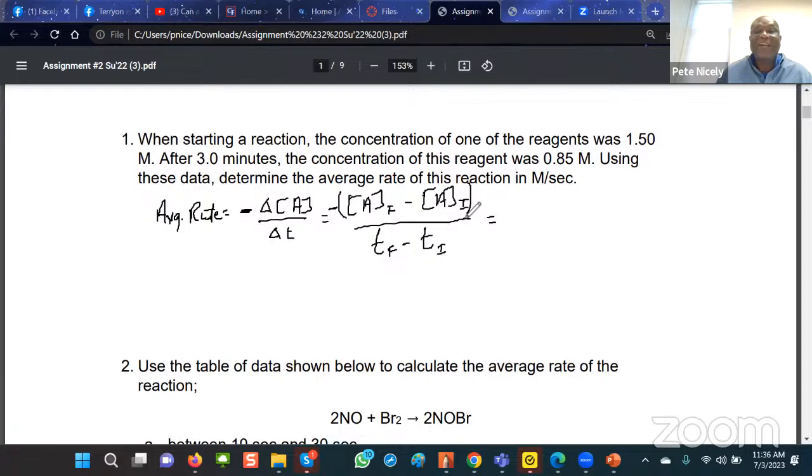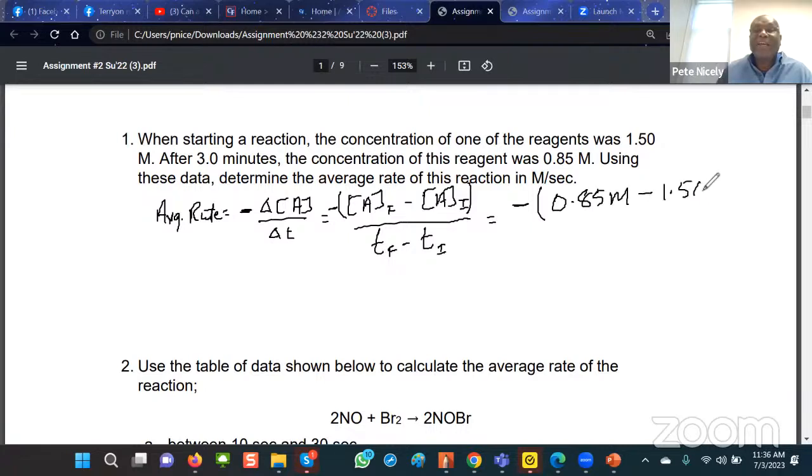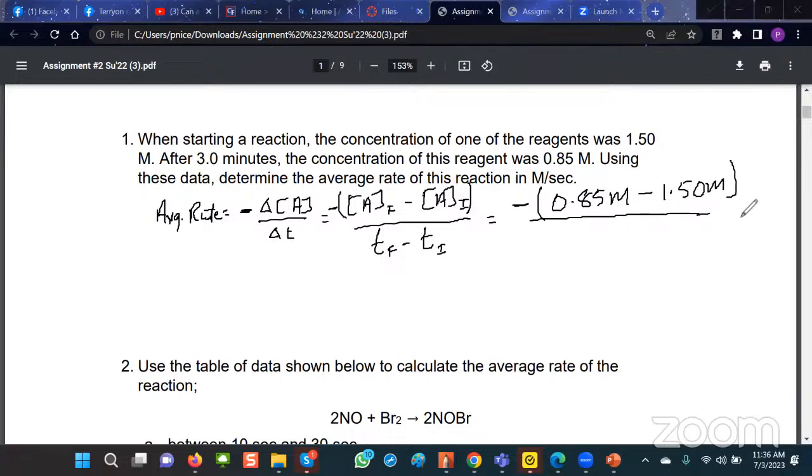Okay, so I don't know who was speaking a while ago. Who was it? It was the young lady. Okay, Miss McCoy. All right, so you were saying what now? Minus 8.5 M, or I'm sorry, 0.85 M minus 1.50 M. And then divided by what? Divided by 3.0 minus 0.0.